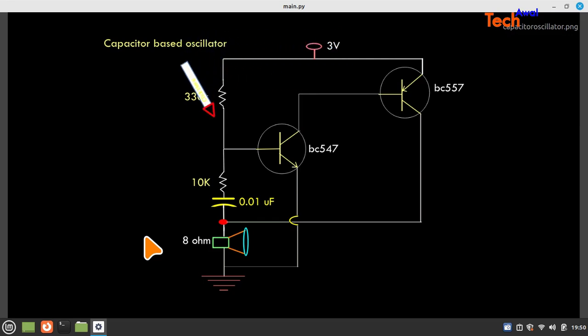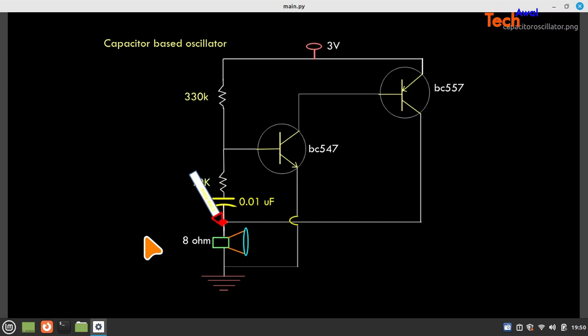Now from base, a 330 kilo ohm resistor is connected to 3 volt, and a 10 kilo ohm from base is connected to the ground, straightforward. Okay, now in between we have connected a 0.01 microfarad capacitor and an 8 ohm speaker. So 8 ohm is the resistance, and then this is the capacitor.